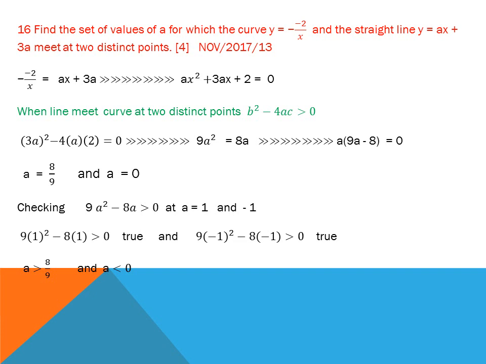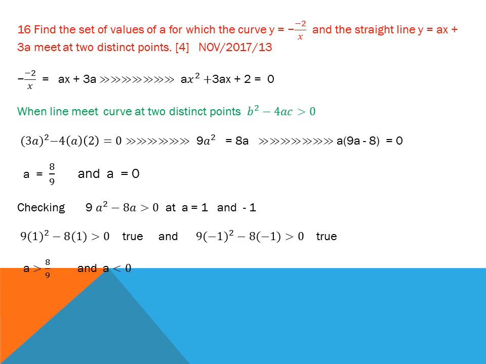So 9a square is equal to 8a. First, I take a common: a times 9a minus 8, because a has two values, one is 0 and one is 8 over 9 here. If you cancel a with a, then only one value is taken, 8 over 9, but you should take two values here because the question takes inequality form. So we should use the inequality here.